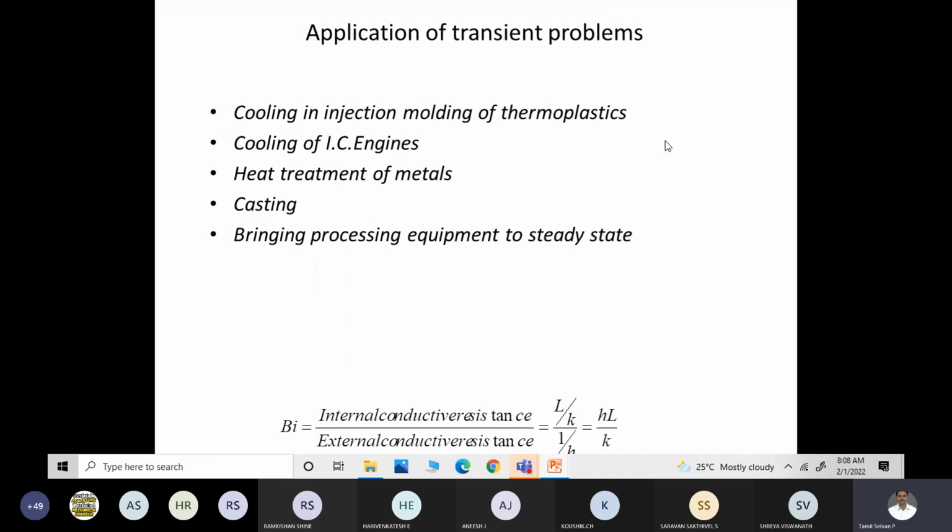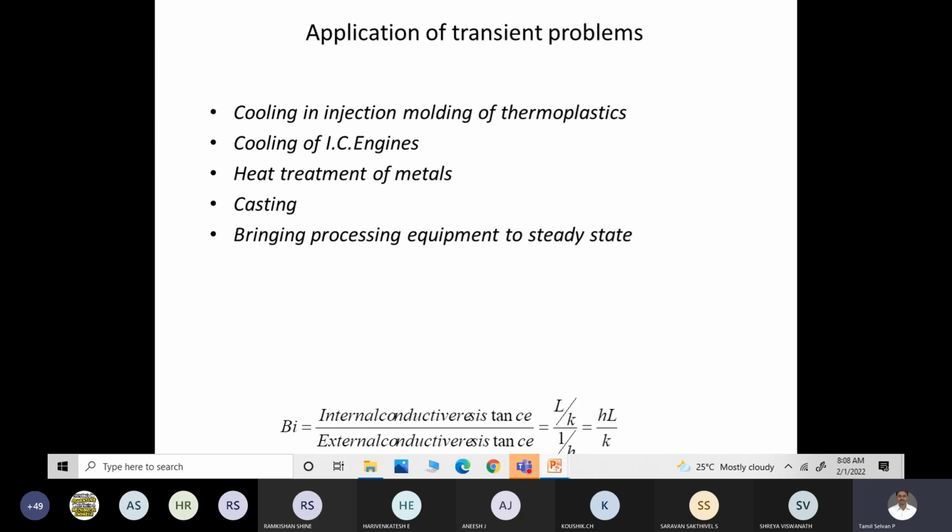Okay, and the next topic is unsteady state one-dimensional heat conduction. Okay, one-dimensional unsteady state heat conduction. Now when we talk about unsteady state heat conduction, what are all the examples, especially in mechanical engineering, which we have for unsteady state heat transfer?